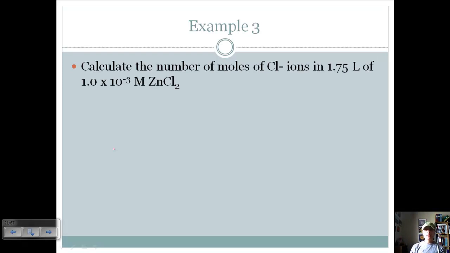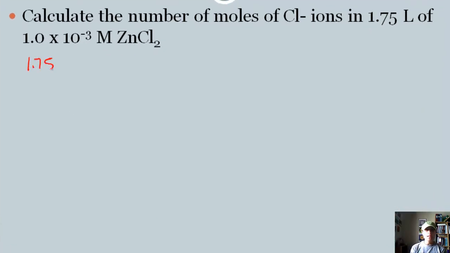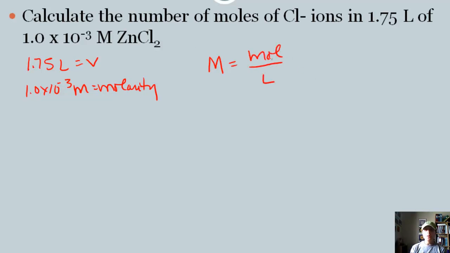Okay, so calculating the number of moles of Cl- ions in 1.75 liters of 1 times 10 to the negative third molar ZnCl2. Sometimes it's a good idea to write your information. We're looking for moles. I know that molarity is equal to moles per liter, so if I want moles, I want liters at the bottom. That means I need to multiply: molarity times liters is going to give me moles.